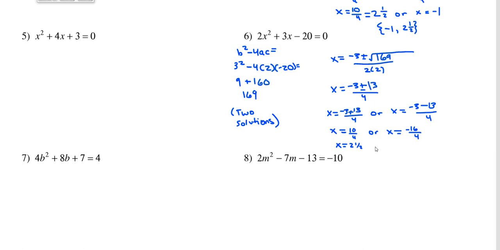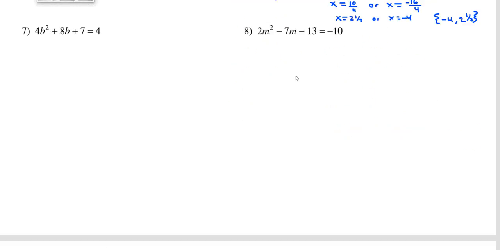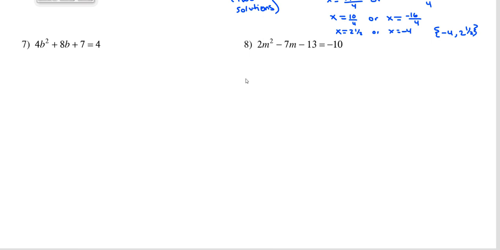All right, moving on, number 8, discriminant b squared minus 4ac. B squared, the quantity negative 7 squared, minus 4 times a times c. What do you notice about this one? It's a little bit different than the other ones. It's not set equal to 0. So on this one, I need to add 10 to both sides first to get it set equal to 0, so I know what my a, b, and c are.